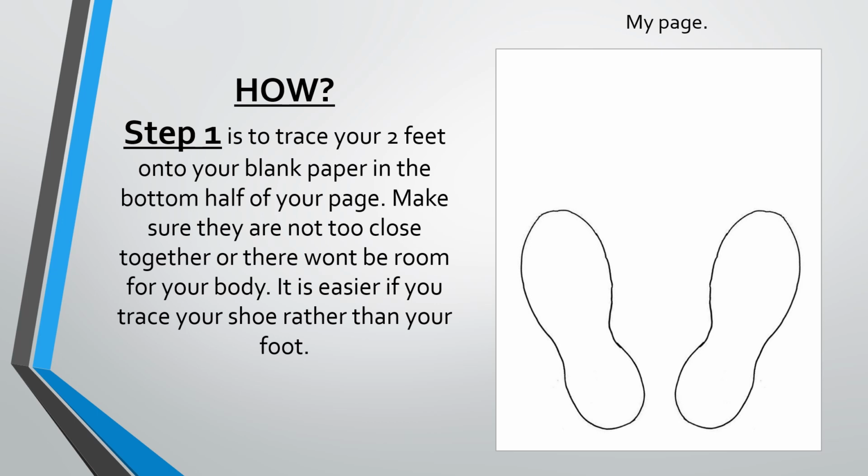So the very first step is to get your blank piece of paper. You might need an A3 piece, or A4 will do. You might go off the edges, that's okay. Step 1 is to trace your 2 feet onto your blank paper in the bottom half of your page, the lower half of your page. Make sure they are not too close to each other, or there won't be room for your body, so we do need to leave that gap in the middle for your body. And it is easier to trace your shoes rather than a foot or a sock. Alrighty, lovely.